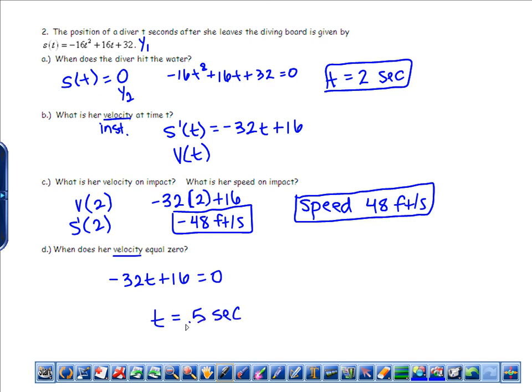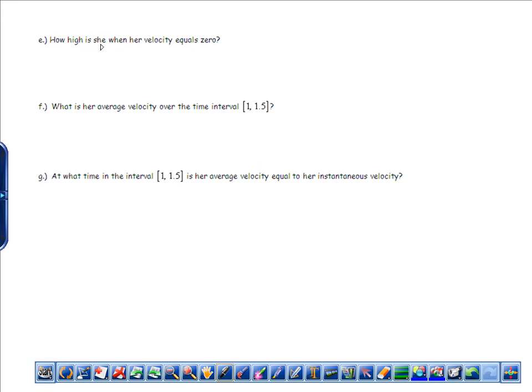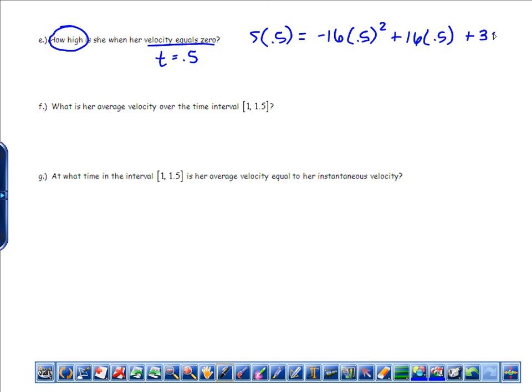You are more than welcome to use your calculator as much as you want on any of this section. Okay. E says, how high is she when her velocity equals 0? Well, we know her velocity equals 0. That happens at t equals 0.5 seconds. When they're asking, though, how high, they're not asking about her velocity, okay? They're asking about her position. So you need to go back to the original function and find s of 0.5. And so this is going to be negative 16 times 0.5 squared plus 16 times 0.5 plus 32.